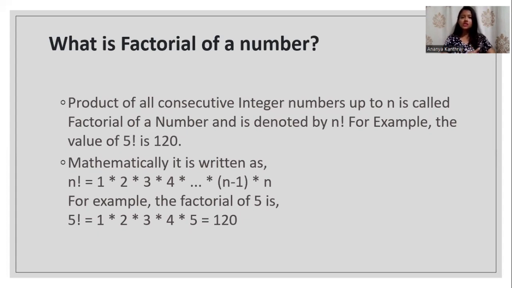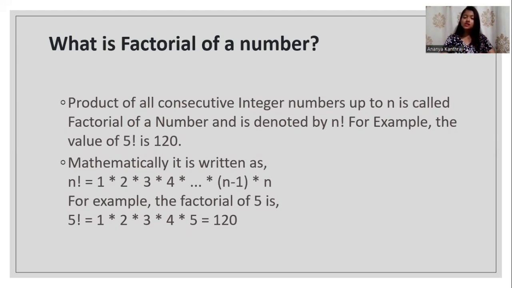So basically, what is a factorial of a number? The factorial of a number is nothing but the product of all consecutive integer numbers up to n, and it is denoted by n factorial. So for example, if you wish to find the factorial of the number 5, it is denoted as 5 factorial, which is nothing but 120.